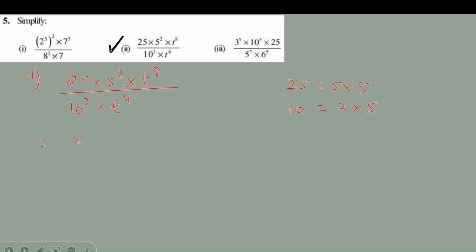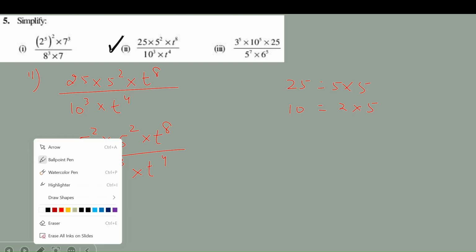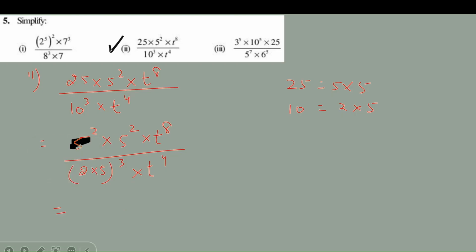I am writing it here to show you what we are doing. So 25 I can write as 5 raised to the power 2, times 5 raised to the power 2, times t raised to the power 8. Now I'm substituting the value of 10 as 2 times 5, all raised to 3, times t raised to the power 4. Now let's combine these two because the bases are the same, and let's solve for t also. So there are many things that I'm solving at the same time. Pay attention please.